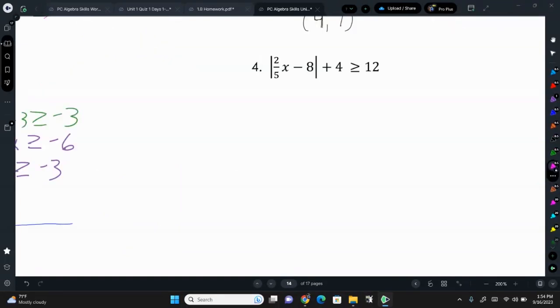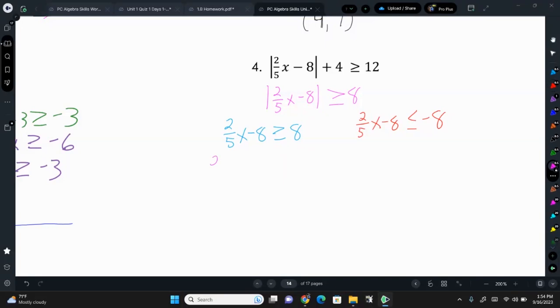All right, so the last one, we have to get the absolute value bar by itself, so we'll subtract 4 from both sides. So we have the absolute value of 2 over 5x minus 8 is greater than or equal to 8. Now that the absolute value bar is by itself, we can split this up. And then the second one is going to be 2 over 5x minus 8 is less than or equal to negative 8.